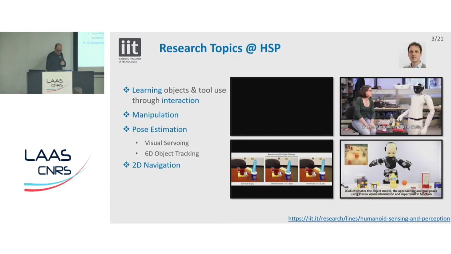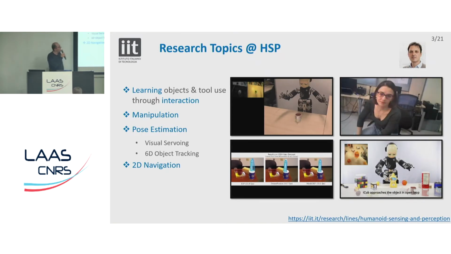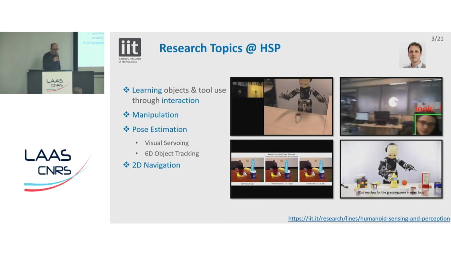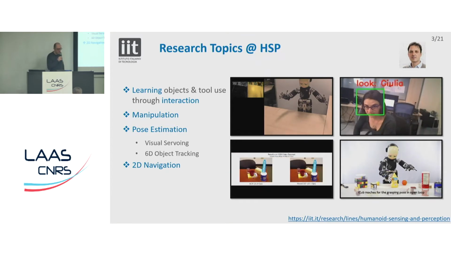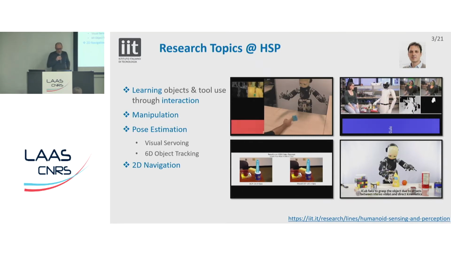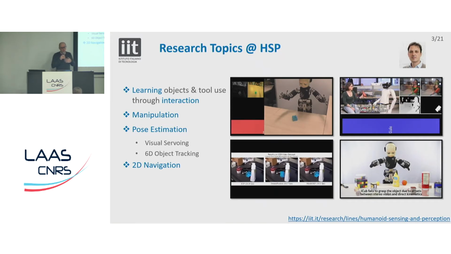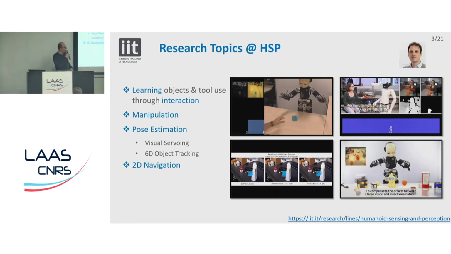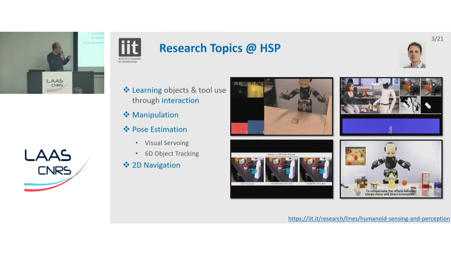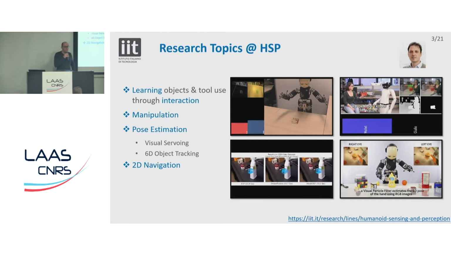This is the overview of the humanoid sensing and perception group led by Lorenzo Natale. As you can see, they are very active on the learning aspects of the research, in a way that learning is performed through interaction. Both with iCub and R1, there is an experimenter interacting with the robot, teaching objects on the fly and correcting possible mistakes that the robot may make.